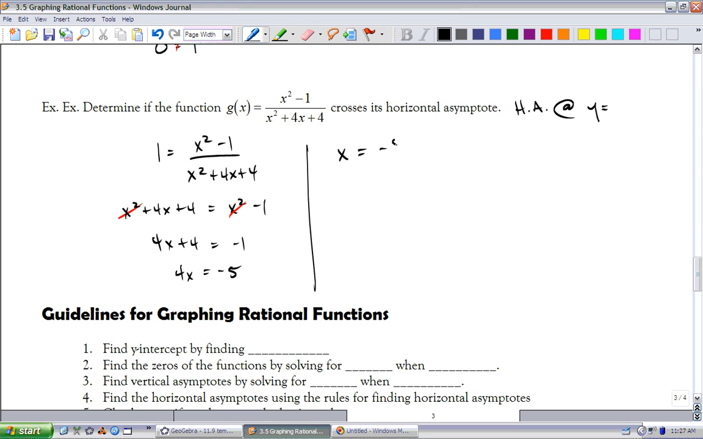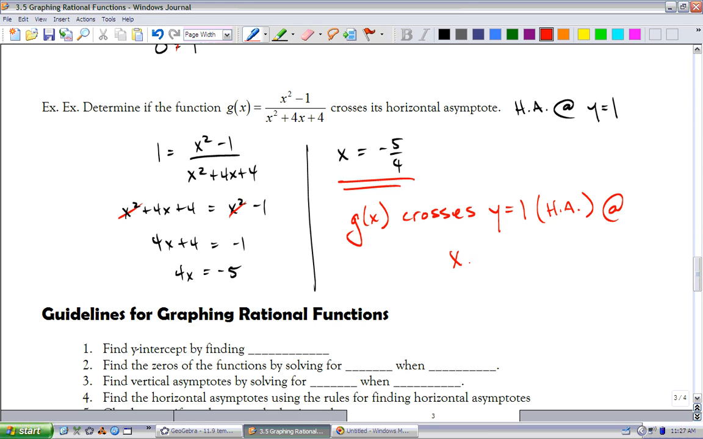x equals negative 5/4. Now what that tells us is, g of x then crosses y equals 1, which is our horizontal asymptote, at x equals negative 5/4. Okay, so it does cross it. It will only cross it in that spot.